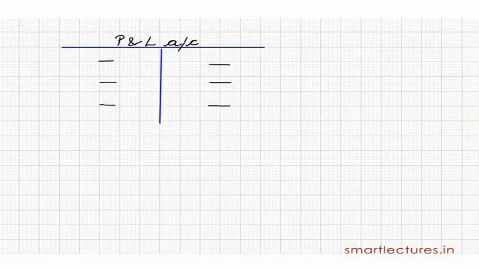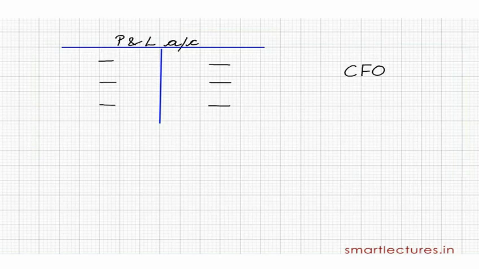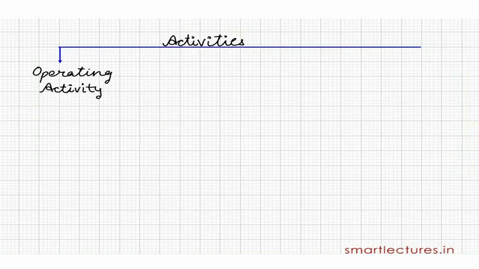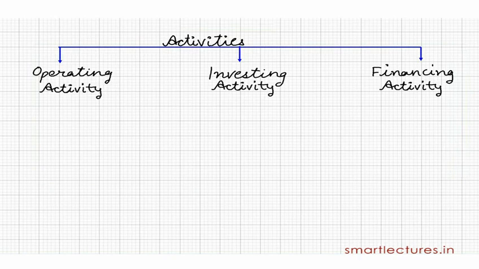Previously, we were doing the questions on cash flow statement, and you were given the profit and loss account or income statement, and on the basis of that, you were supposed to calculate cash from operation, meaning cash generated from operating activities. For this purpose, in a cash flow statement, all activities are grouped into three categories: operating activities, investing activities, and financing activities.